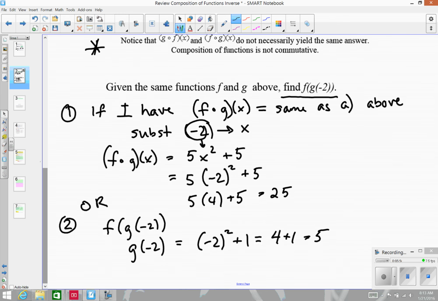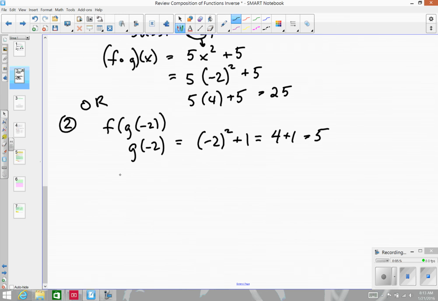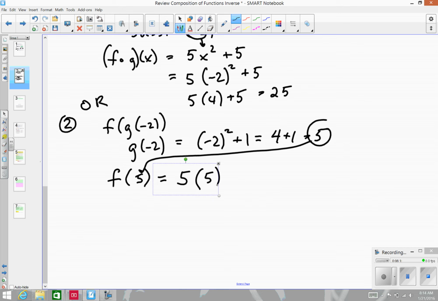Now to get my f function for that, I'm going to take this 5 and put it in for x. So I'm going to find f of 5. My f function was equal to 5 times x, so that's going to be equal to 5 times 5, which is 25. So either method works. I can either use method 2 or method 1. I get the same answer for both.